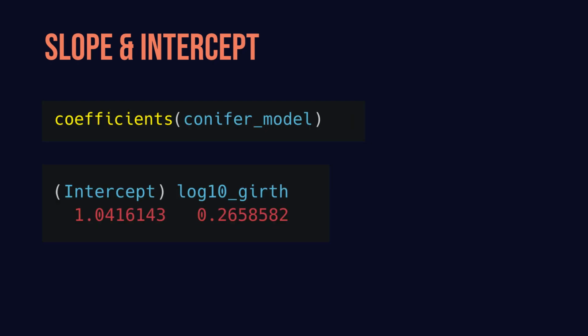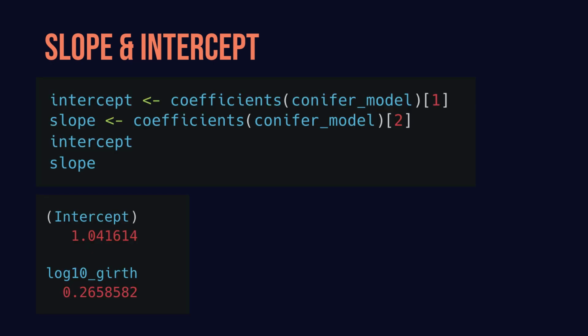The coefficients of the model are particularly important because they give us the slope and the intercept of the linear regression line. The slope in this case is called log10_girth. The coefficients can be printed by calling the model object conifer_model inside the coefficients function. When you run the coefficients function on a model object, it returns a vector of two values. The first value is always the intercept and the second value is always the slope.